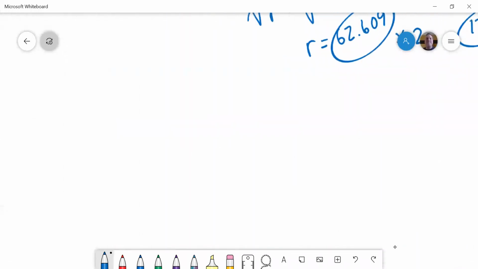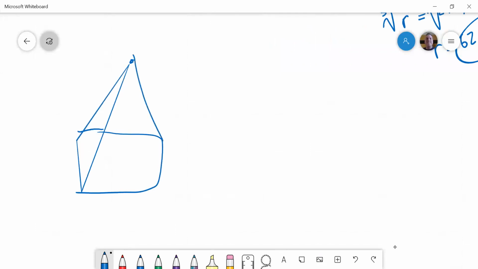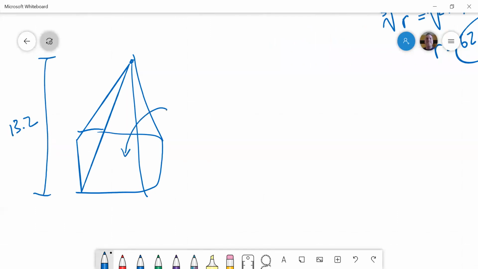Okay, so first, I like to draw the figures so we can see what we're dealing with here. So I have just kind of a square pyramid here. It looks like that. There we go. And it tells us the height is, let me double check the height. It says the height of this pyramid is 13.2, and the area of the base is 15.4 centimeters squared.